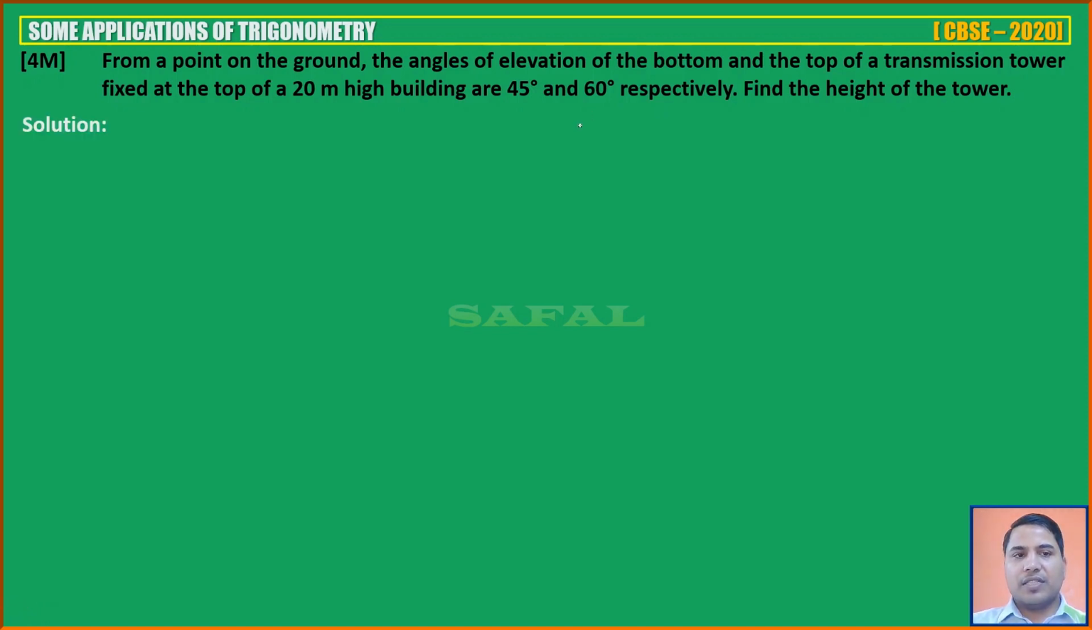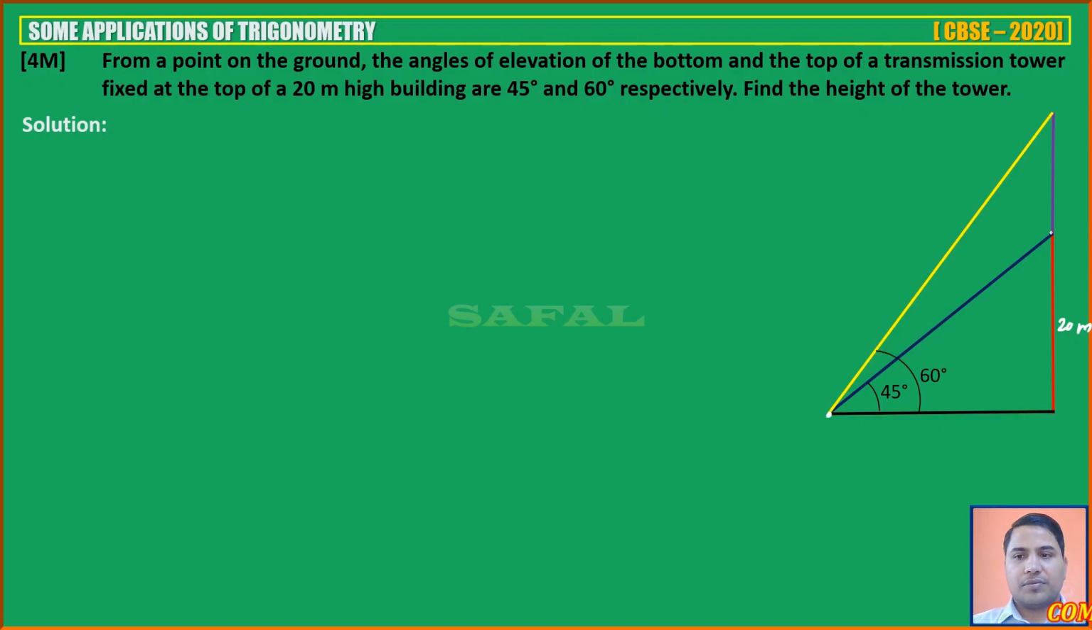Now a tower is there, and again the same purple color tower I have taken, and it is standing on a 20-meter high building. So let's say this red color is the 20-meter high building. Now from a point on the ground, let's say this is the point, the angle of elevation of the bottom, so this purple color is the tower, is 45 degree, and of the top is 60 degree.